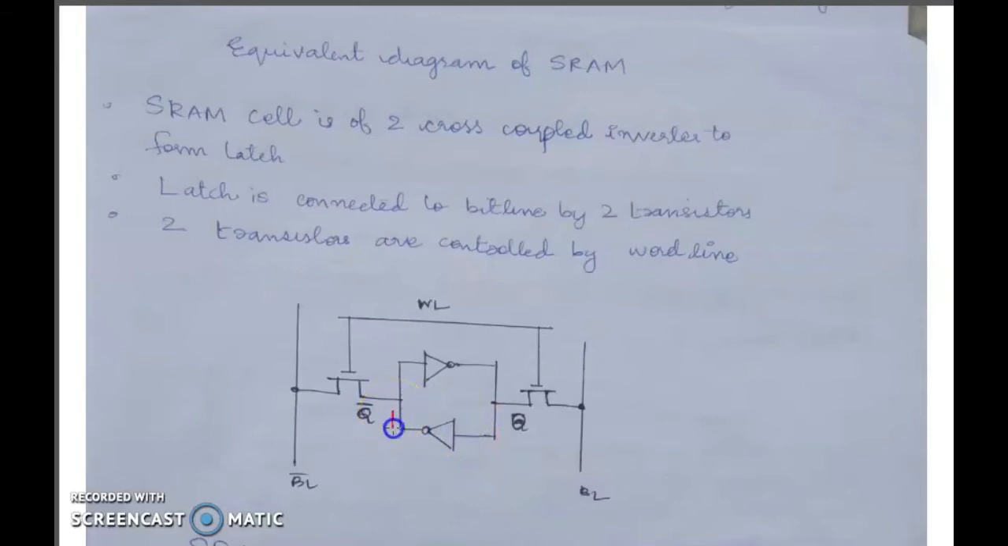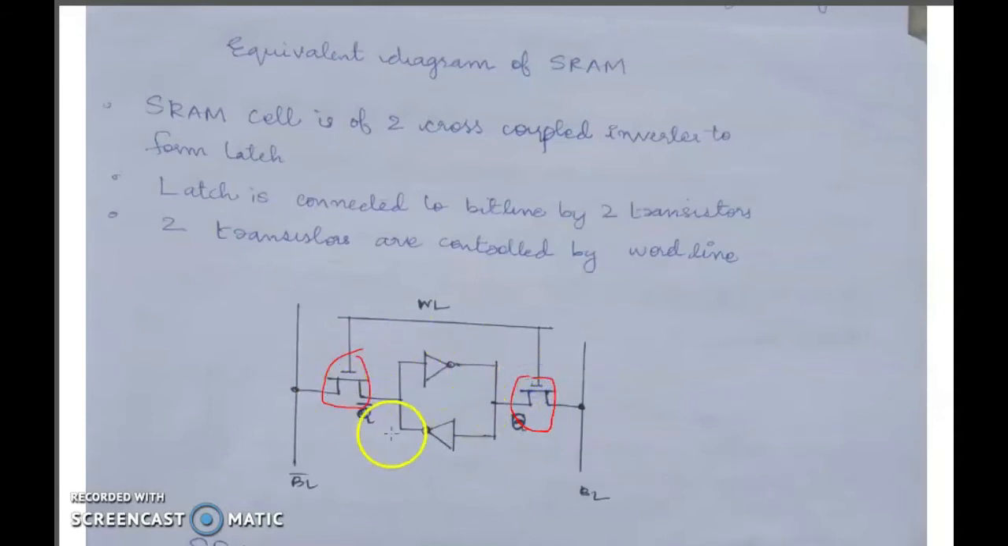Suppose 1 is present here, then its complement will be present over here. And it can stay in this state as long as the power is present. A latch is a bistable circuit which can be in either the logic high state or the logic 0 state. To access the stored data bit using this bit line, we need at least two switches. The switches can be implemented using NMOS pass transistors. So these are the NMOS pass transistors.